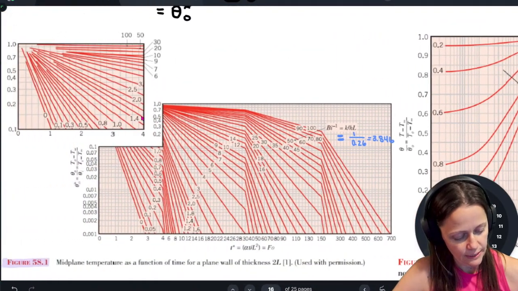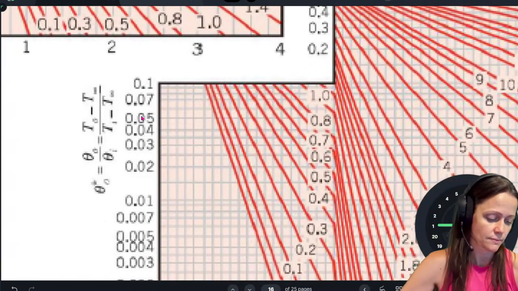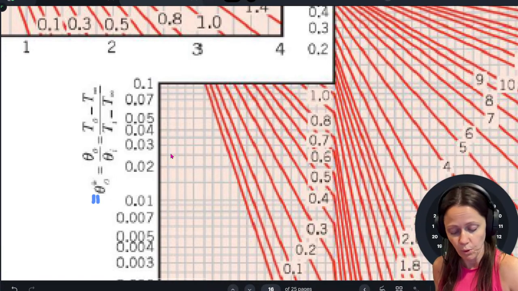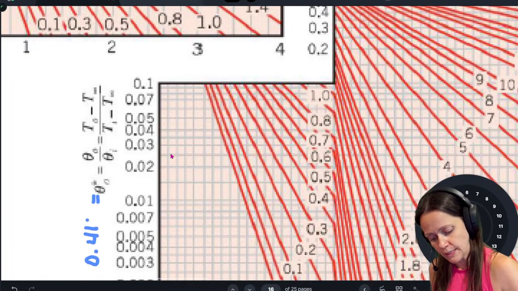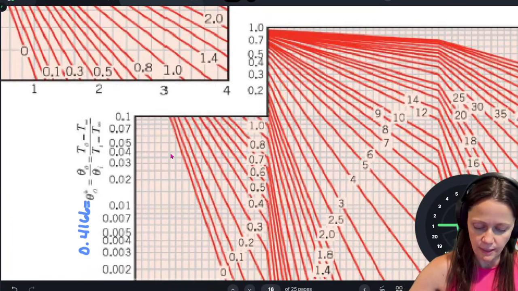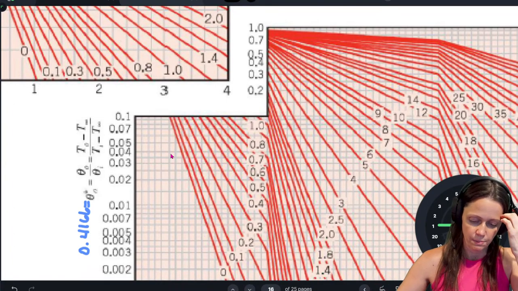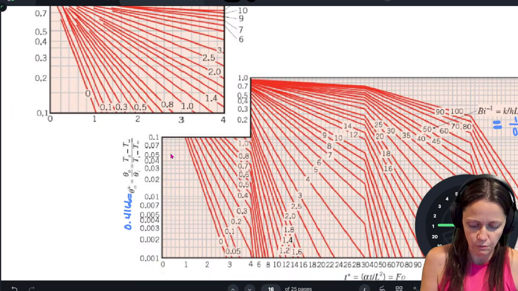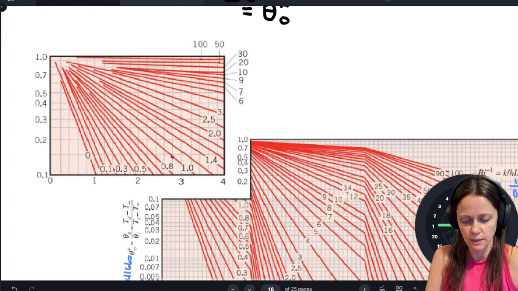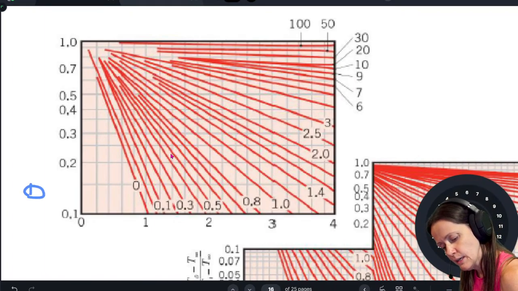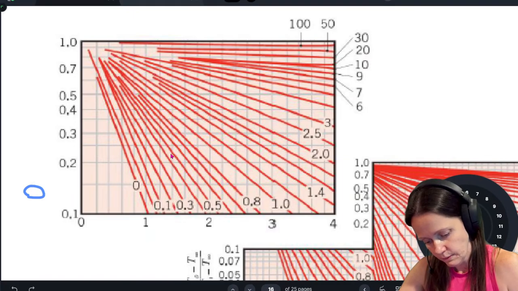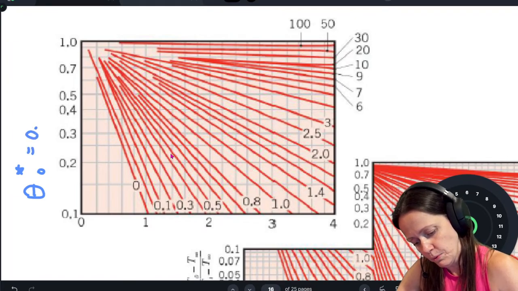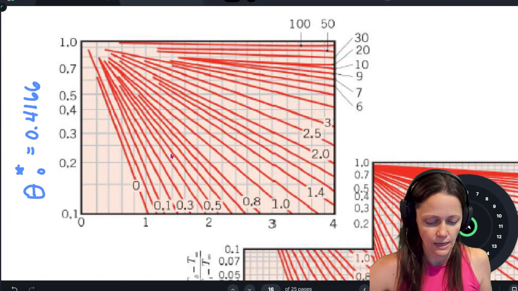All right. And then I've got that theta star not. So this one, this is our 0.4166. And you'll see that the numbers sort of get scrunched up. And actually, I need to go to this little cutout where they expand things a bit. So 0.4166. So I'm going to go to that little cutout. All right, theta star not 0.4166.